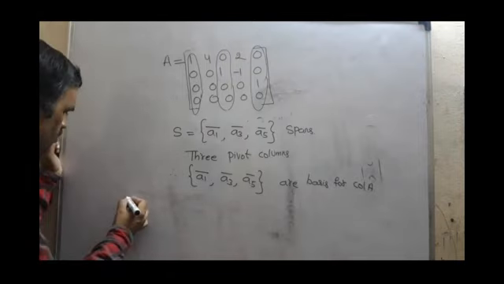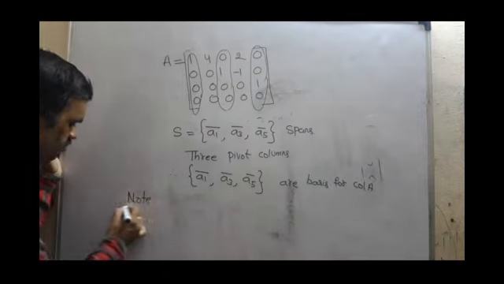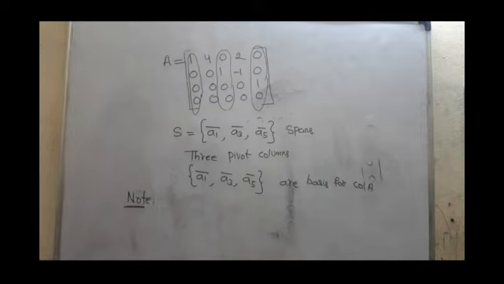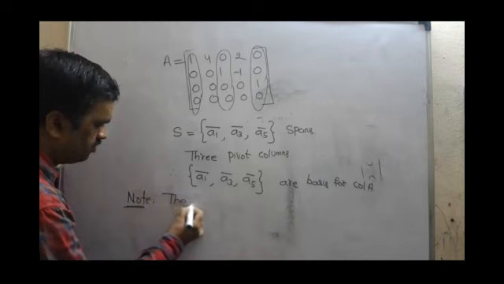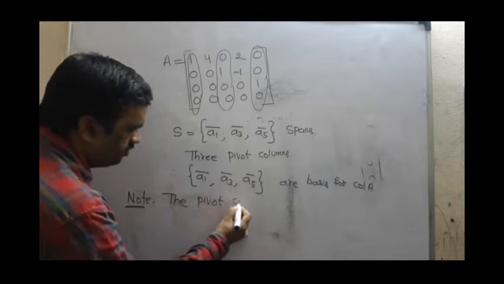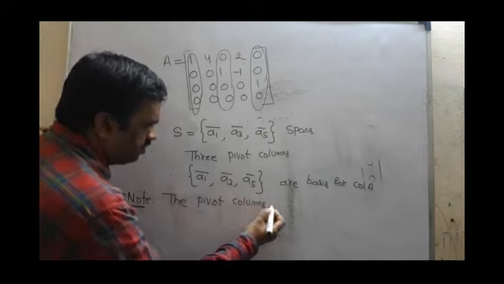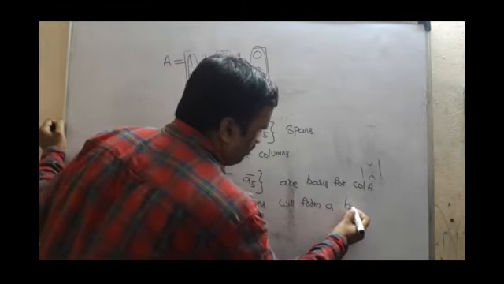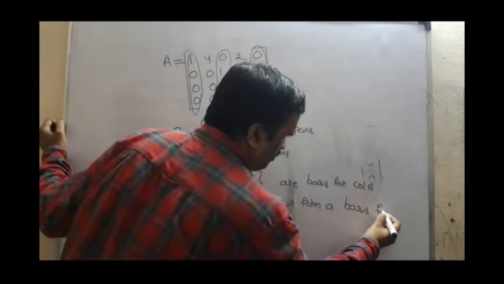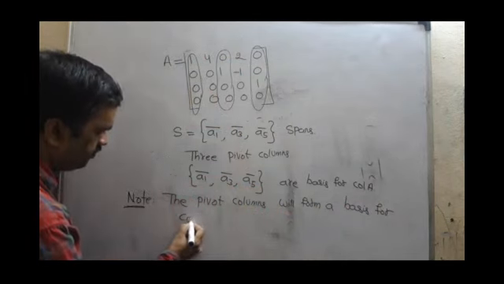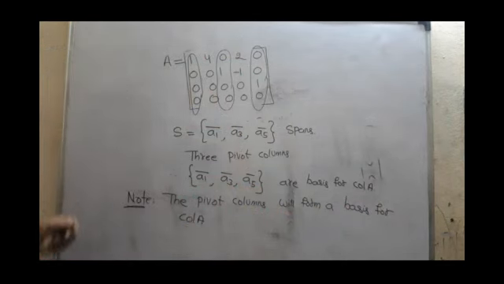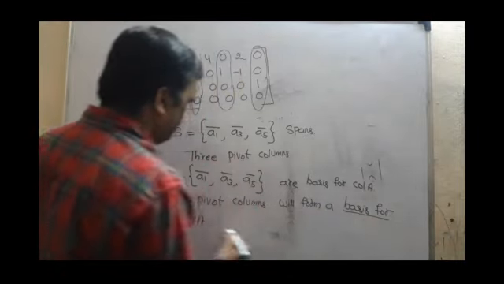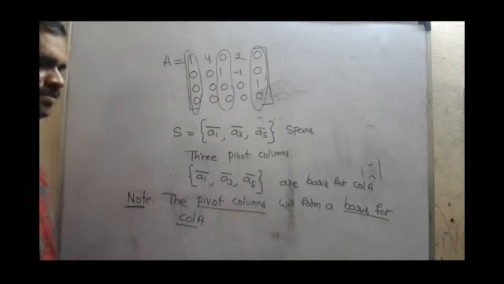Now write one more note point. The pivot columns will form a basis for column A. So to find basis for column A, just find the pivot columns. That's all.